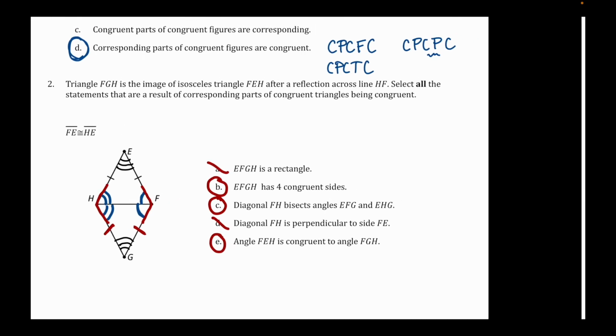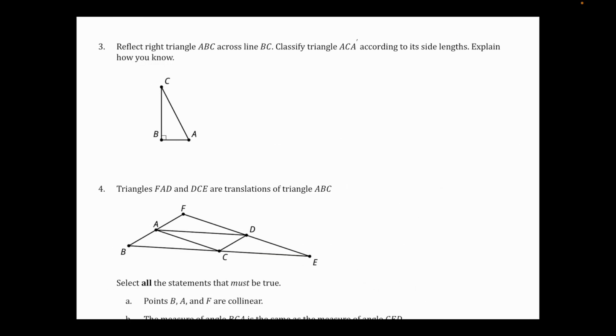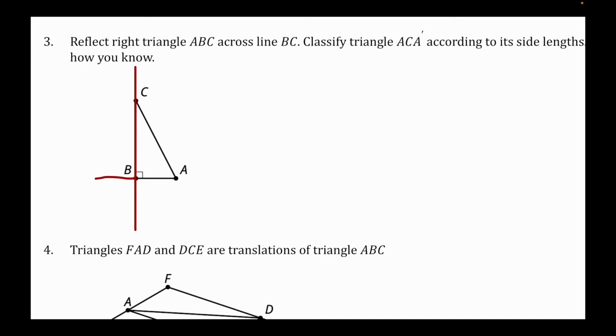Okay, so flipping our page, moving on to question 3, we have some instructions. We're supposed to reflect right triangle ABC across line BC, so right here, and then classify the triangle according to the side lengths and say how we know. Well, I need to reflect across, which means I'm going to basically be reflecting across this line right here. Essentially, that's going to create a congruent shape on the other side of about this large.